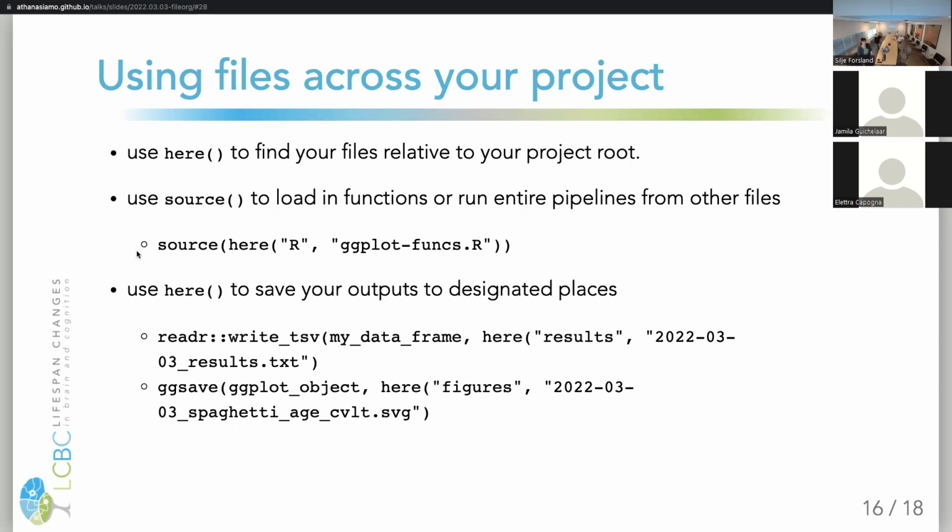And then use here again to save your outputs into designated spaces. So in the first one here, we're saving a TSV file of something I have in an object called my data frame to results, to a file called this date results.txt. Or you can save a ggplot object, which is also very possible, to a folder called figures with today's date, spaghetti, age, CVLT, which in my case I would understand is a scatter plot with spaghetti lines between participants of age and CVLT on the axes. So I know what that's all about.